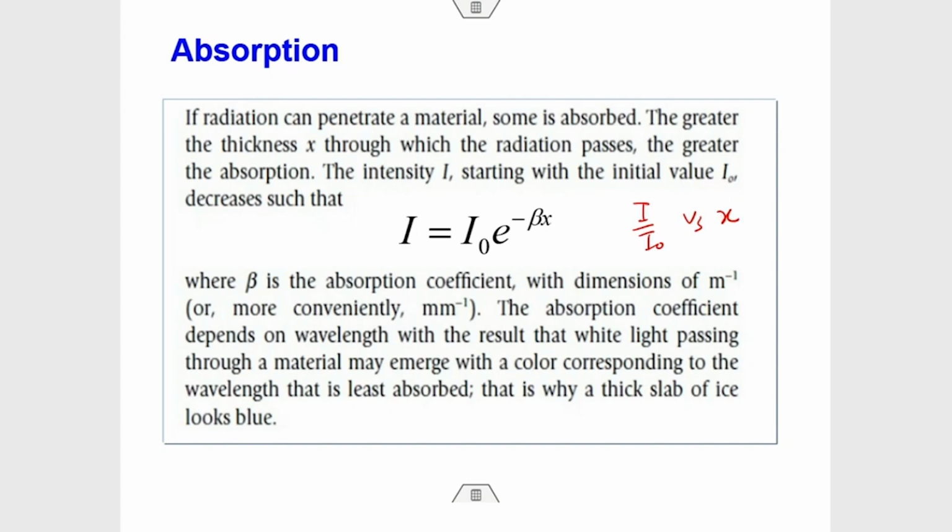The absorption coefficient depends on the wavelength of the light passing through the material. The color corresponding to the wavelength that is least absorbed is what comes out. That's why thick slabs of ice look blue. The thicker the slab, the more it absorbs, so blue light will be coming out of it. That is very common. So you understand that this is the absorption equation which is normally used in most kinds of experiments.